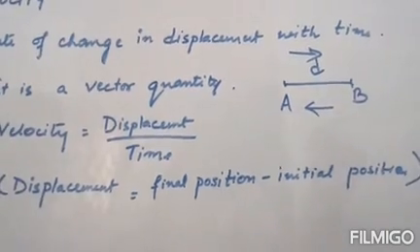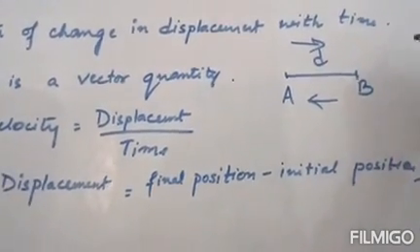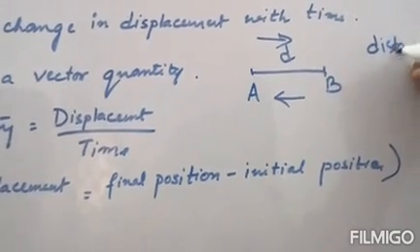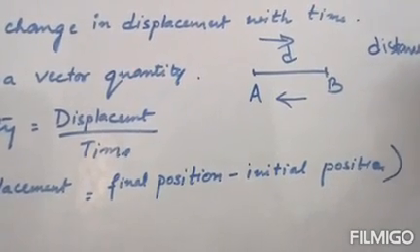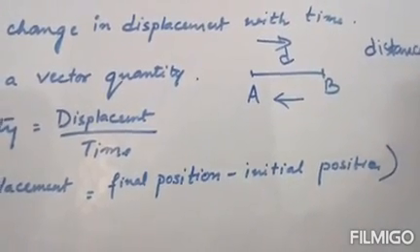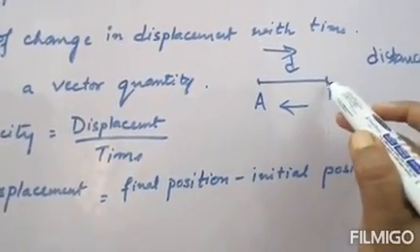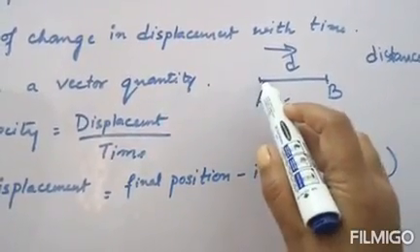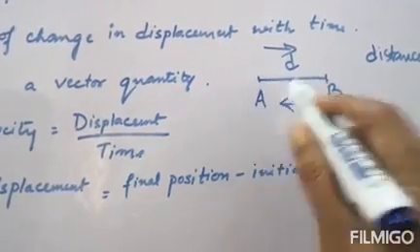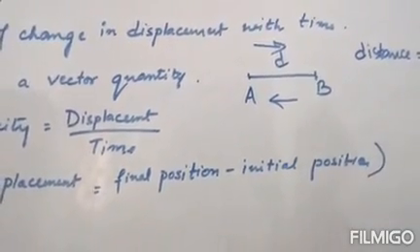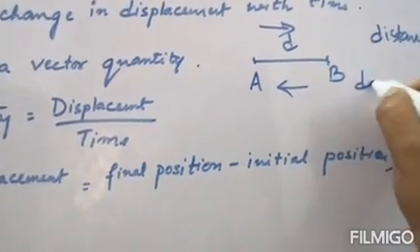Displacement in this case is... distance is what? Distance is D plus D. Whatever distance it had traveled to go, that distance only it is taking to come back, so the total distance will be D plus D. Now what will be the displacement?